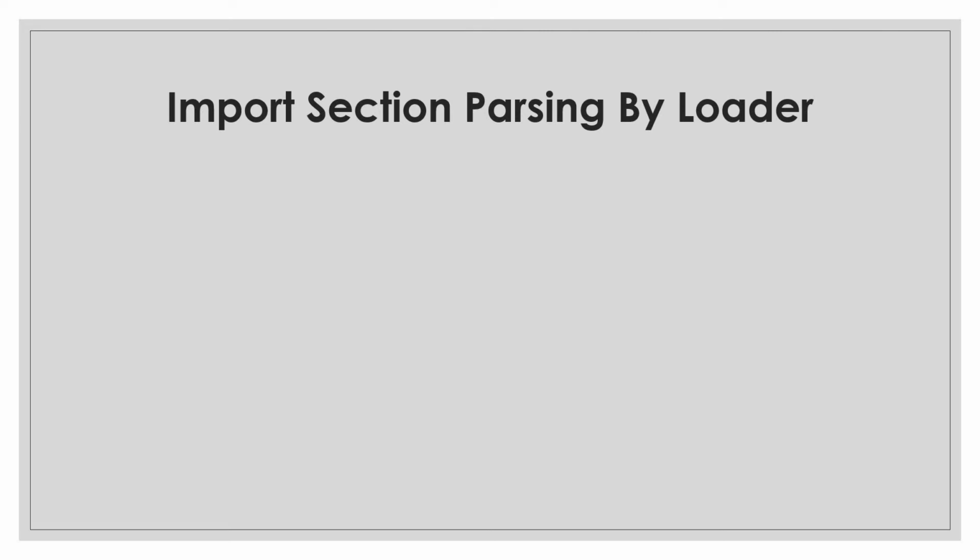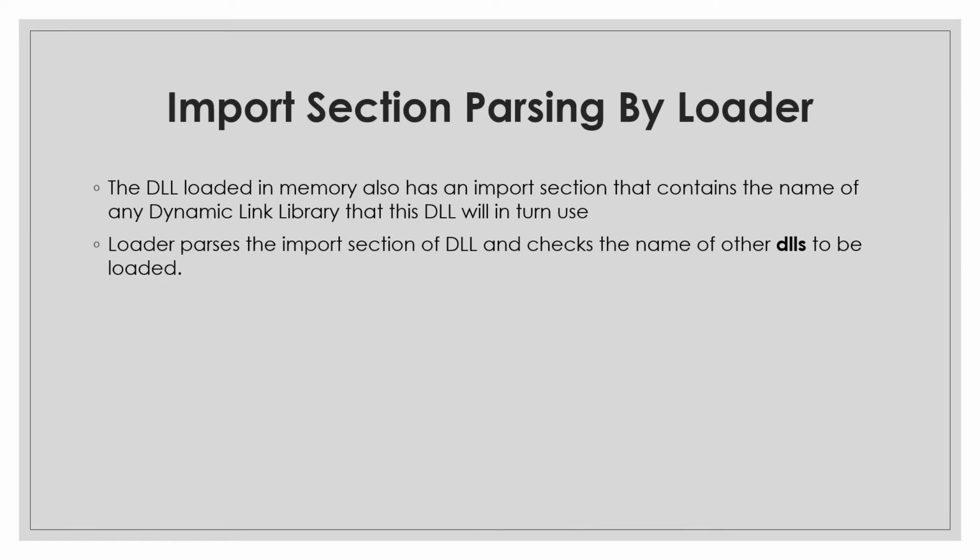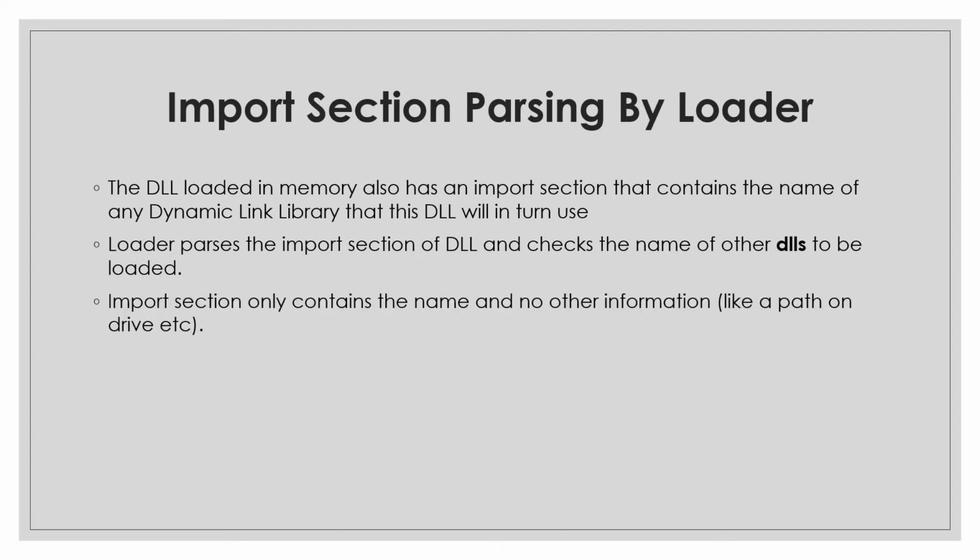Now, just like the EXEs have the import section, similarly, the DLLs also have the import section. The loader parses the import section of the DLL and checks the names of the other DLLs to be loaded. The import section only contains the name of the DLL on which it is dependent, or which it will use at runtime, and no other information, like where this DLL might be physically present, is available.